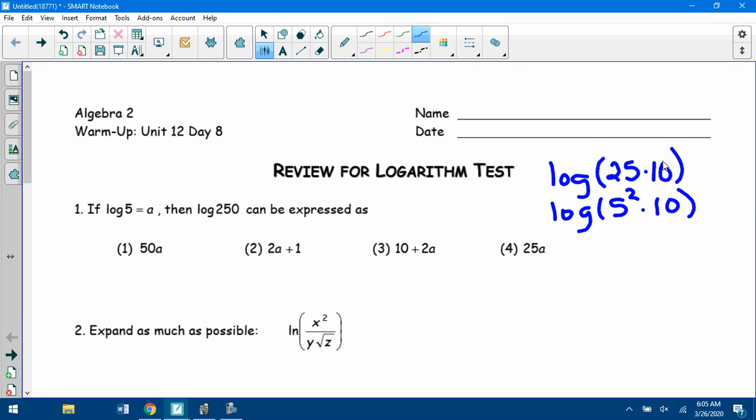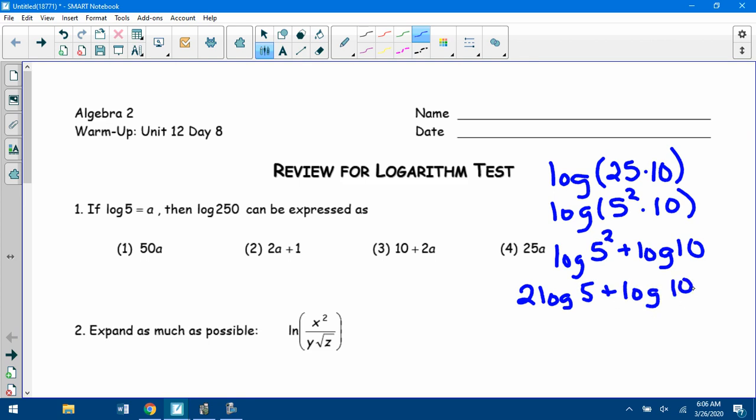Okay, so then log properties. Is everything being multiplied or is everything being raised to a power? Everything's being multiplied. So 1 log multiplied becomes 2 logs added. Log of 5 squared plus log of 10. What else can I do log property wise? I can bring the 2 out front. 2 log 5 plus log 10.